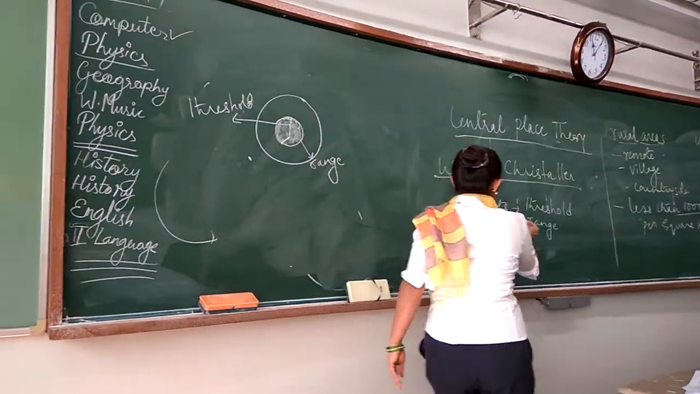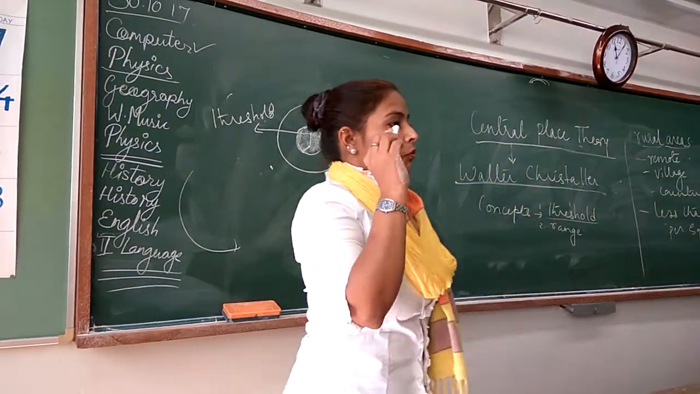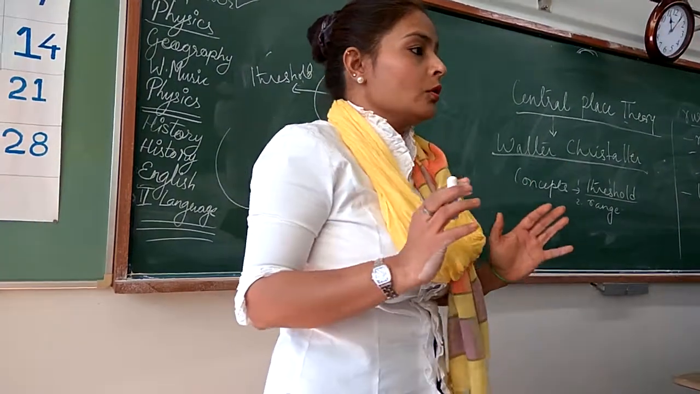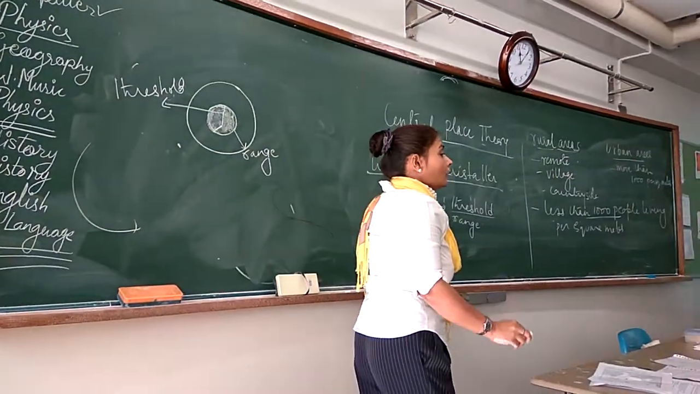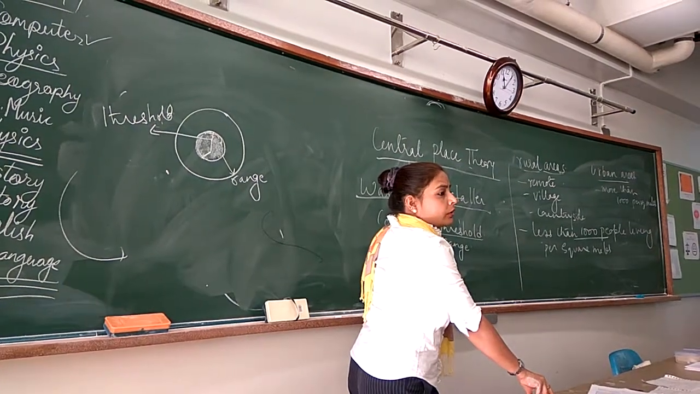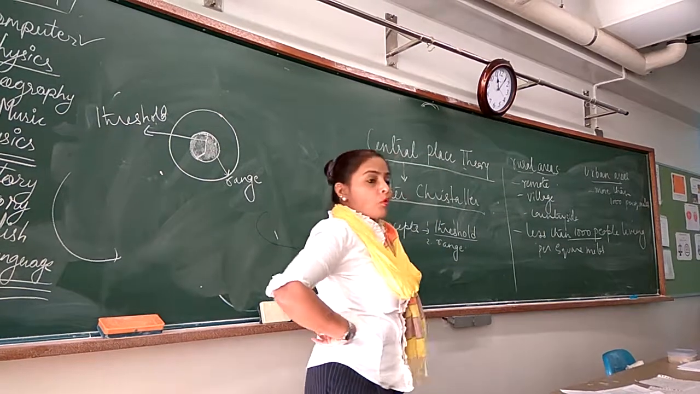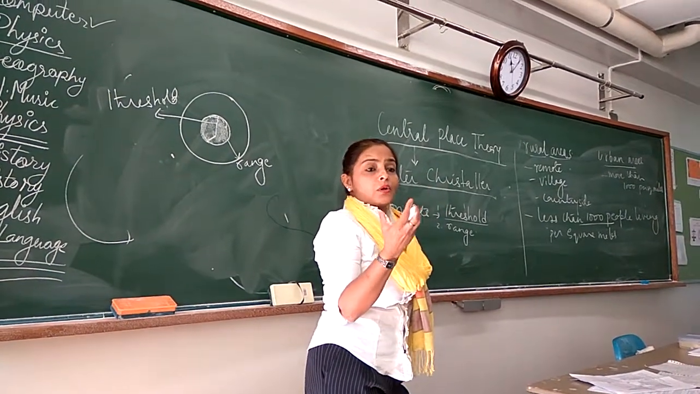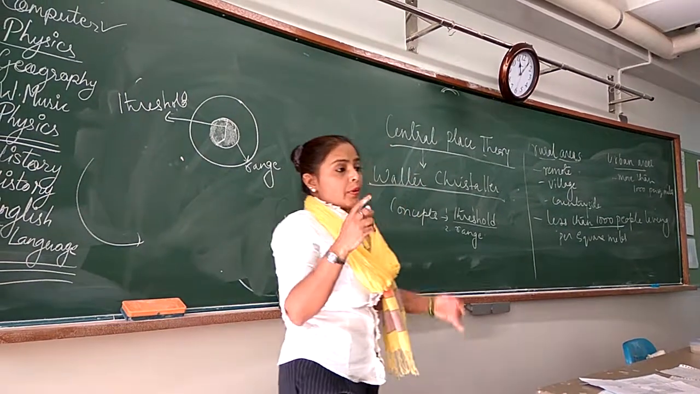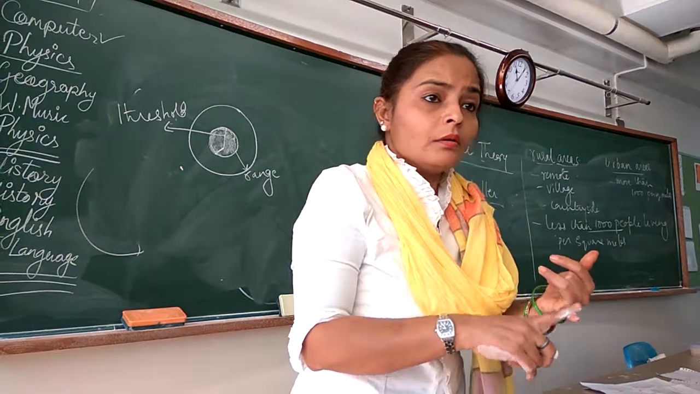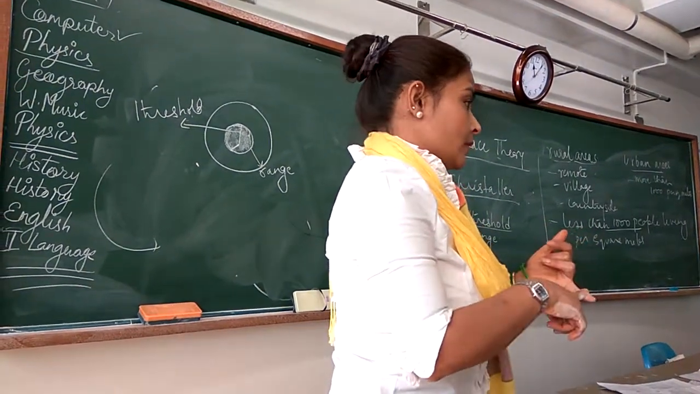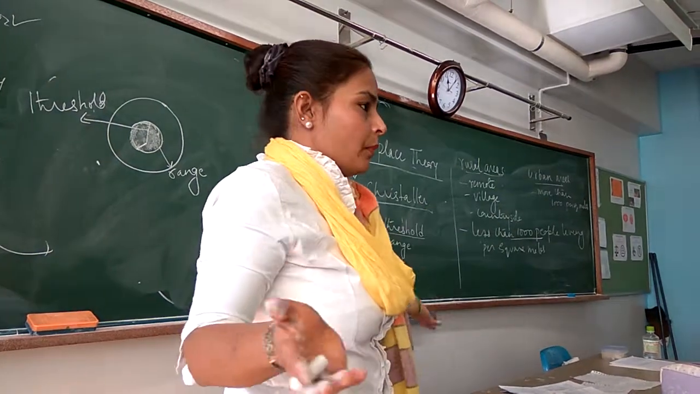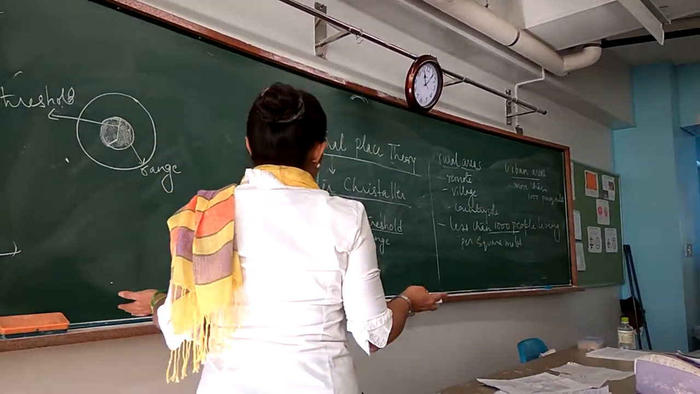So now, threshold means the number of people, the population, who are engaged in storage, agriculture, who bring about the provision of goods and services. Okay, so that part is known as threshold. So what is threshold? The number of people who provide goods and services to the other people.